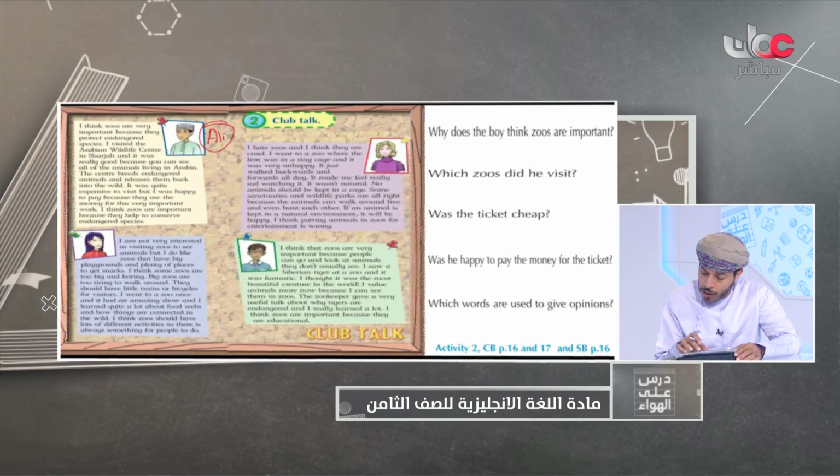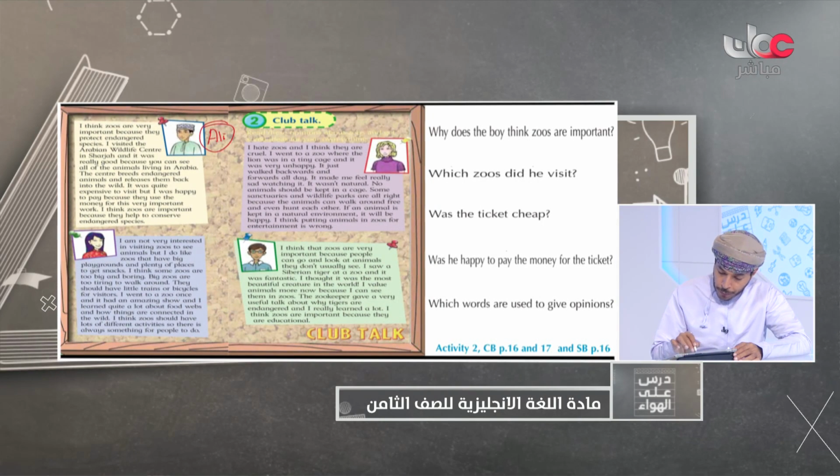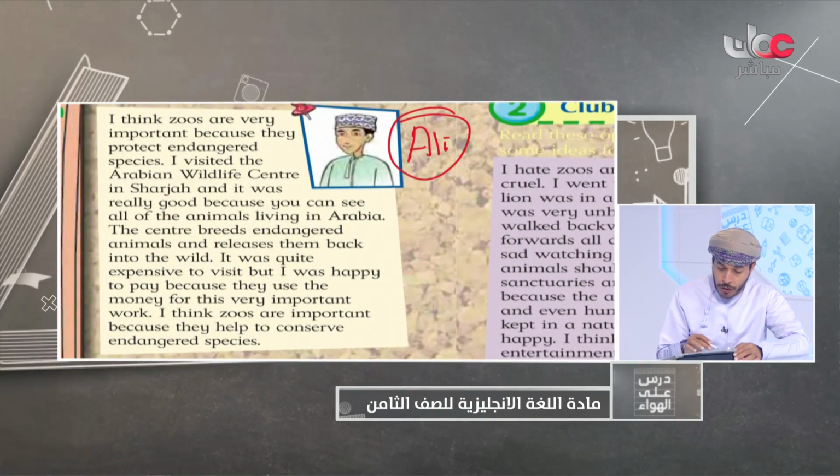Let's discuss these sentences with Ali. The first question: why does the boy think zoos are important? Now we will go through the text and answer it. It's very easy. And this is what we mean by comprehension questions. Like this one, you can answer it yourself. Stop the video and answer it, or I will answer it for you immediately.